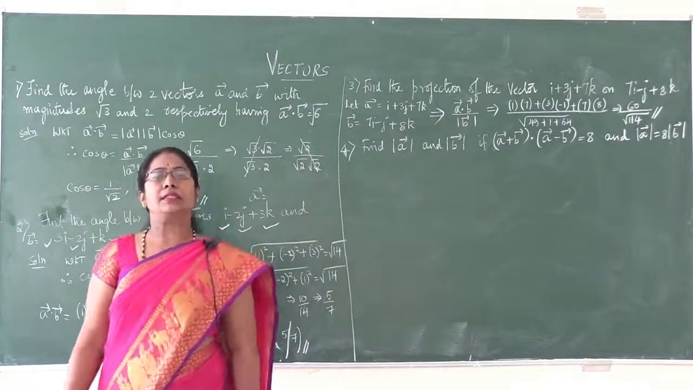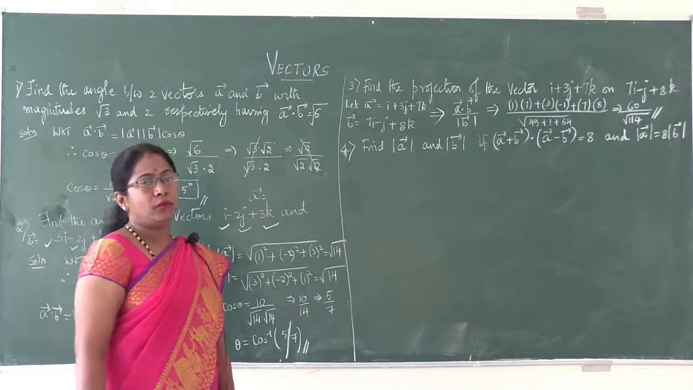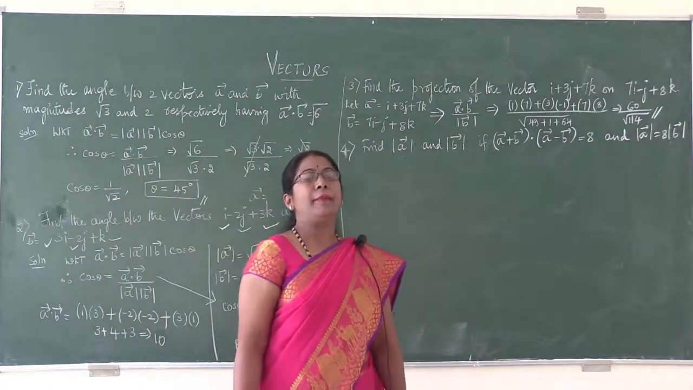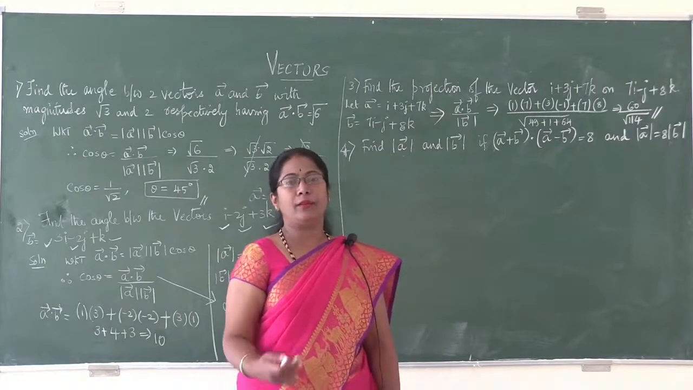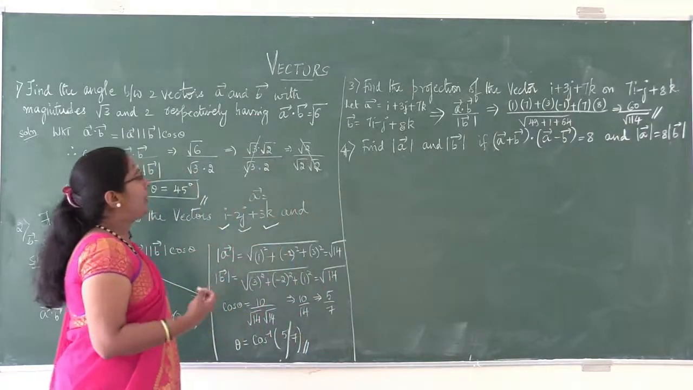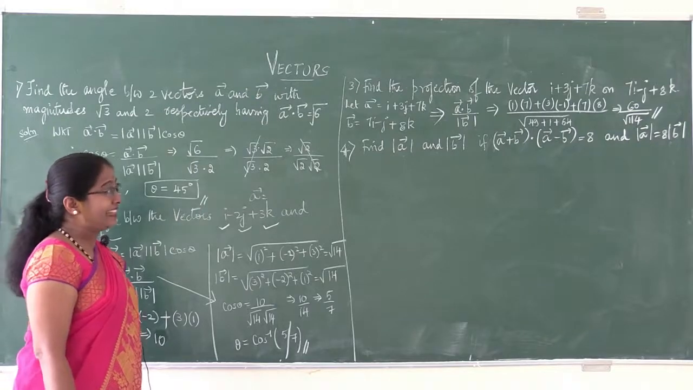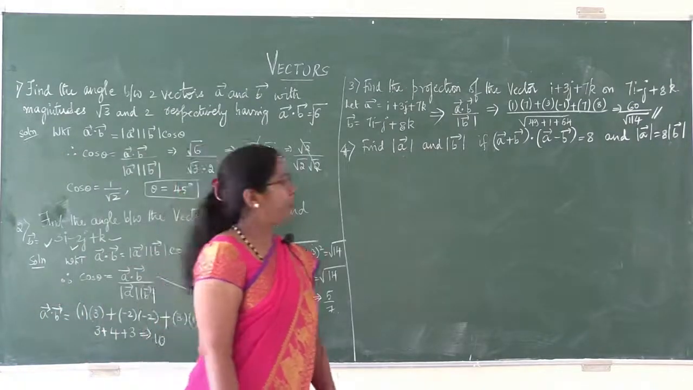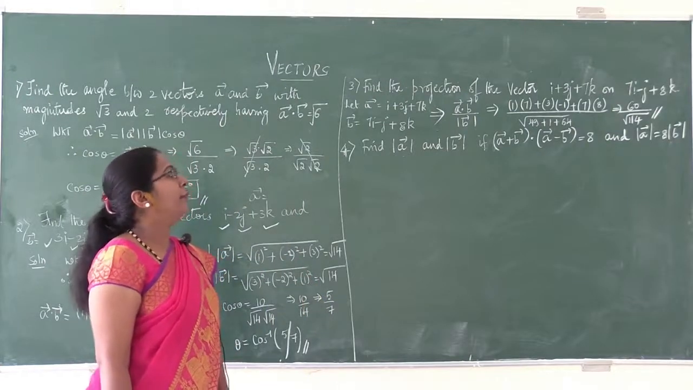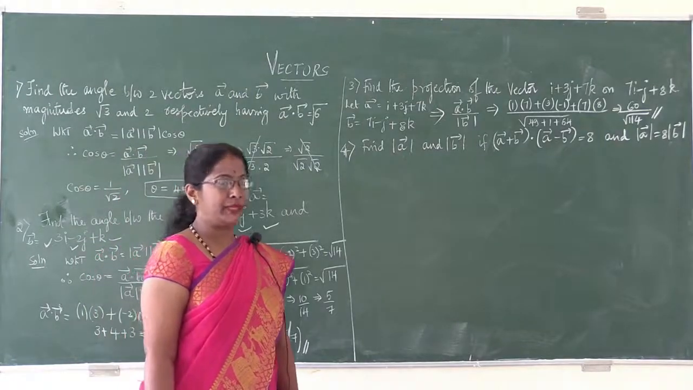Suppose the question asks, find the projection of vector B on vector A. Then what is the formula? The projection of vector B on vector A is given by vector A dot vector B divided by the magnitude of vector A. Moving on to the next problem: find the magnitude of vector A and vector B if (vector A plus vector B) dot (vector A minus vector B) equals 8, and the magnitude of vector A is equal to 8 times the magnitude of vector B.